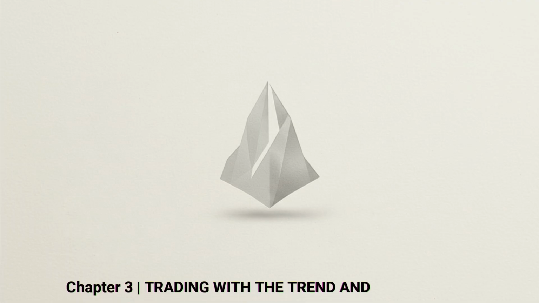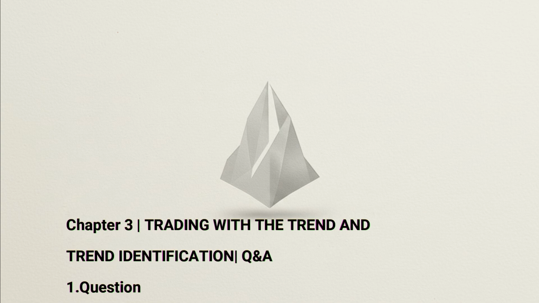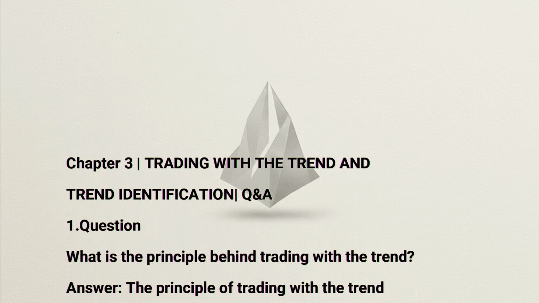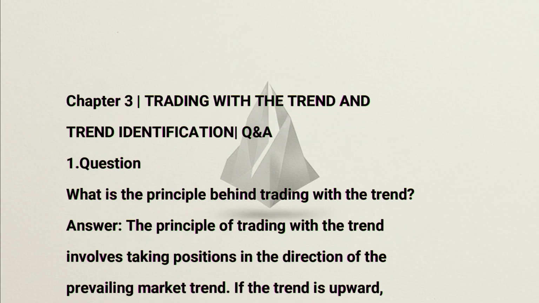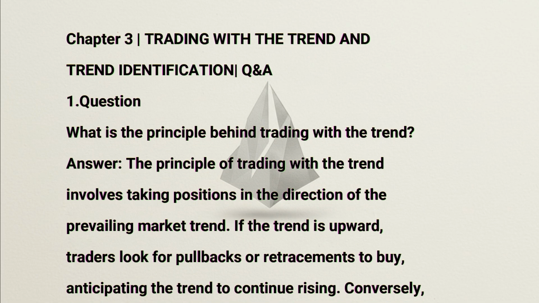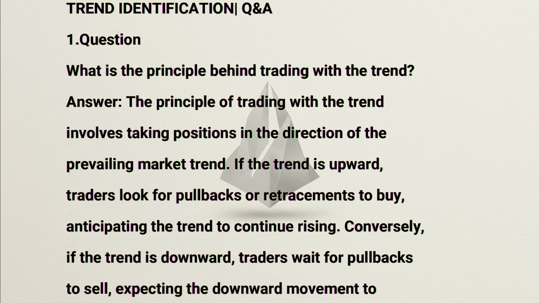Chapter 3: Trading with the Trend and Trend Identification Q&A. 1. Question: What is the principle behind trading with the trend? Answer: The principle of trading with the trend involves taking positions in the direction of the prevailing market trend. If the trend is upward, traders look for pullbacks or retracements to buy, anticipating the trend to continue rising.